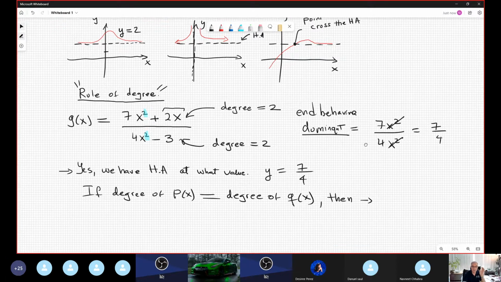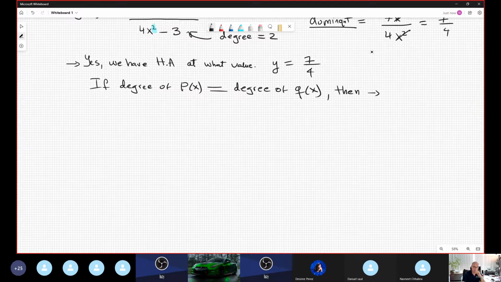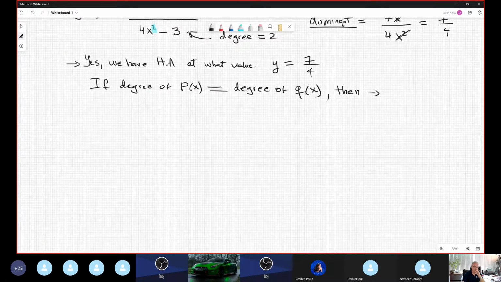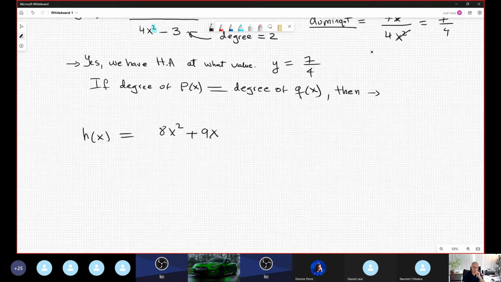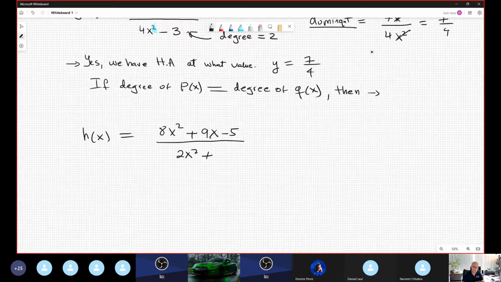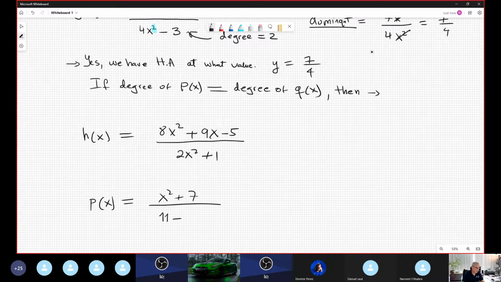Okay, let's see a couple of complementary examples to verify if you understand this idea. Suppose the function h is equal to 8x squared plus 9x minus 5 divided by 2x squared plus 1. And another function, p of x, is x squared plus 7 divided by 11 minus x squared. My question is the same: analyze the horizontal asymptote using the degree rule.